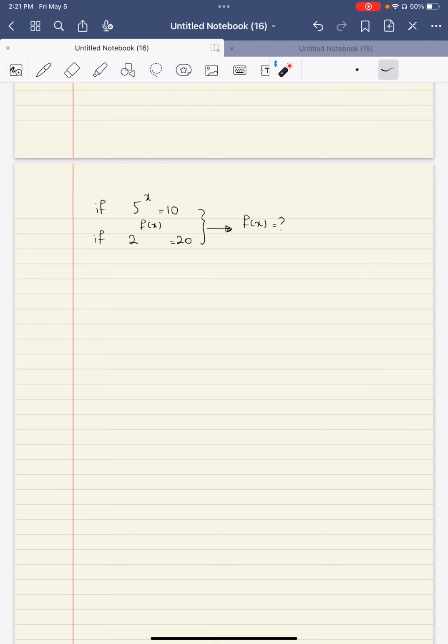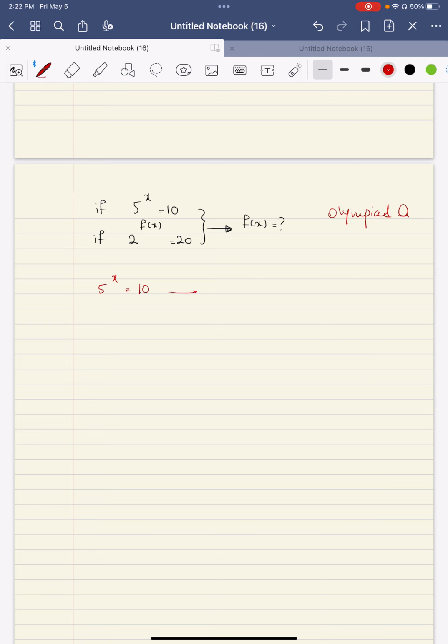So in today's video we have a very decent question that says if 5 to the power of x equals 10 and if 2 to the power of f(x) equals 20, what would be your f(x)? We have to find it out. It's a really decent question. It's an Olympiad question actually. So let's write down what we have. 5 to the power of x equals 10.